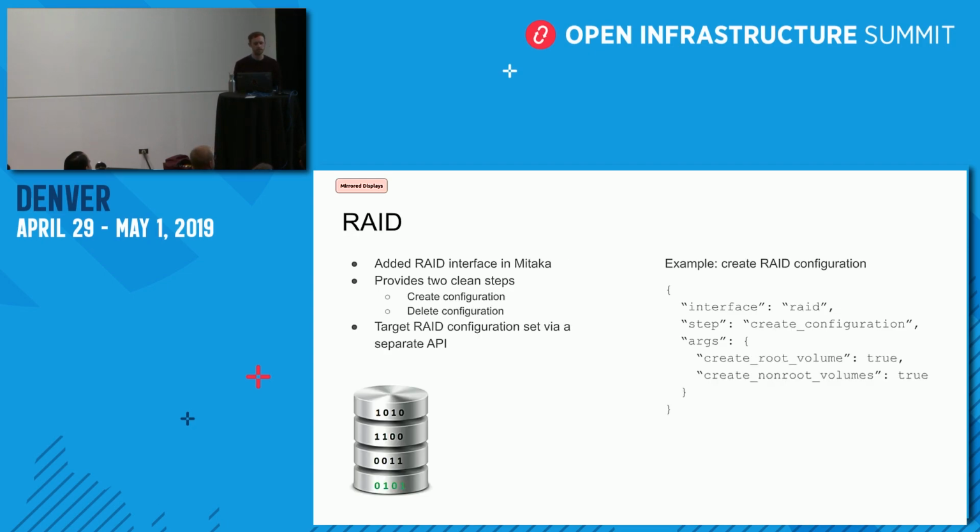RAID was actually added in the Mitaka cycle, so it's been around for quite a while. There are 2 steps. There's one to create RAID configuration and another to delete it. And there's a separate API that gets used to actually set the target configuration that you want to apply. So we set the target configuration and then use a clean step to actually apply it. So here's an example on the right of how that clean step looks. This one is for creating RAID configuration, and as you can see in the arguments, we don't include the RAID configuration itself. We just say which volumes we want to apply.